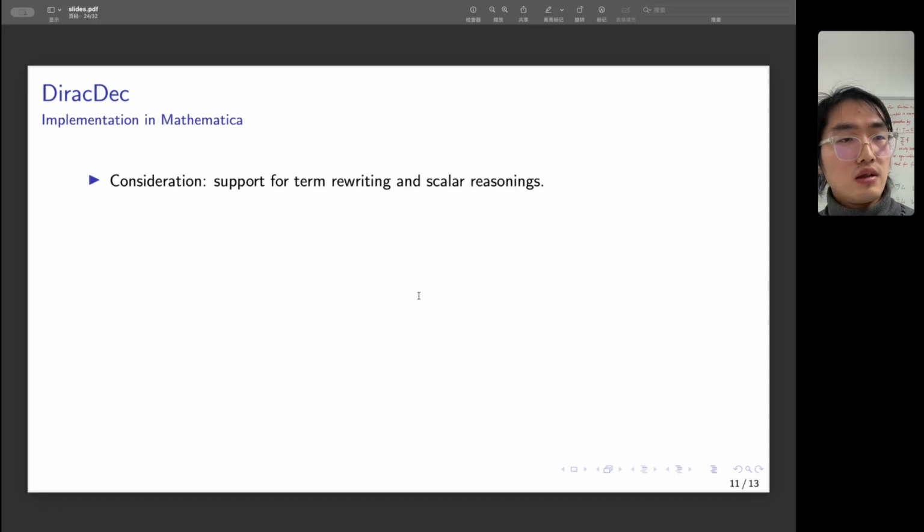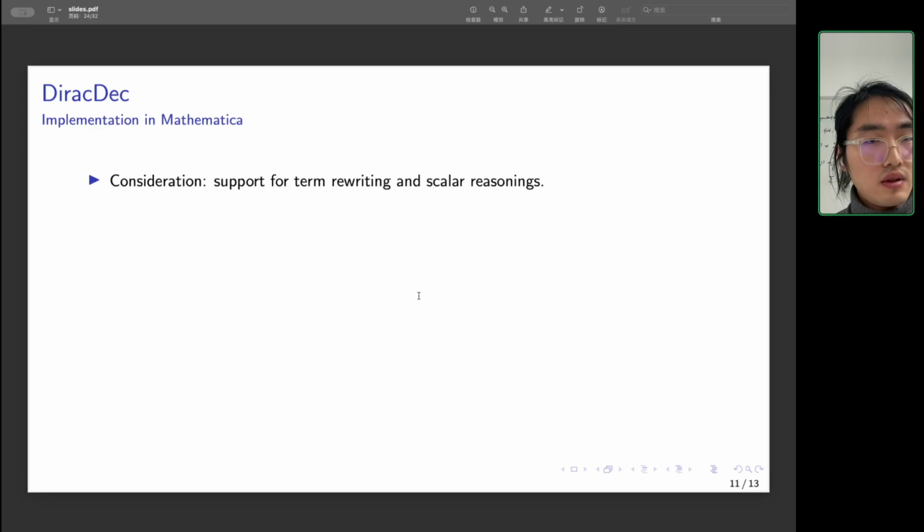Our work culminates in the implementation called DiracDeck. It is written in Mathematica. The reason for the choice is we want the language to internally support term rewriting so that we can write it easily. And we also want a computer algebra system for scalars that can deal with symbols like exponential or trigonometric functions. So Mathematica is the choice.